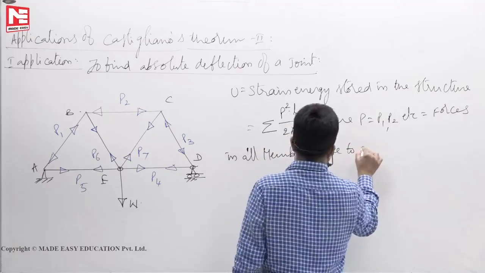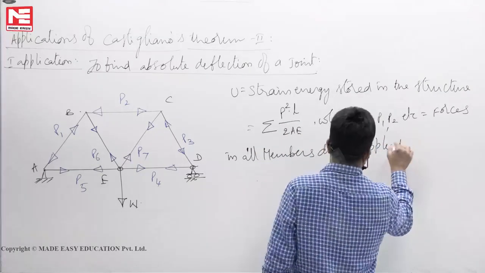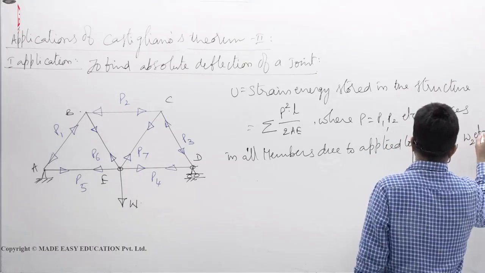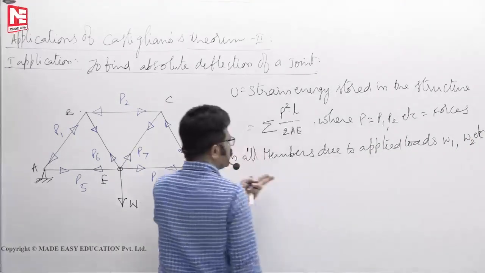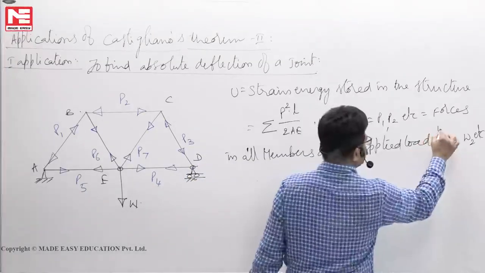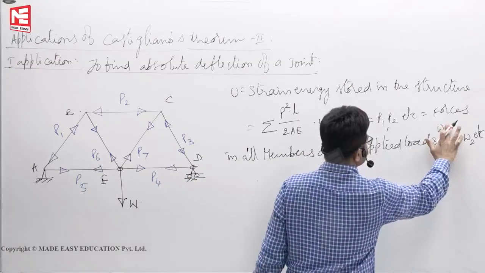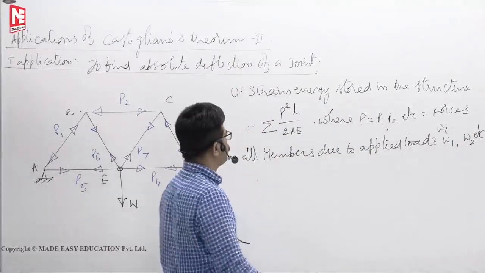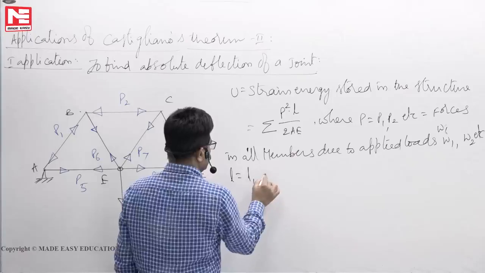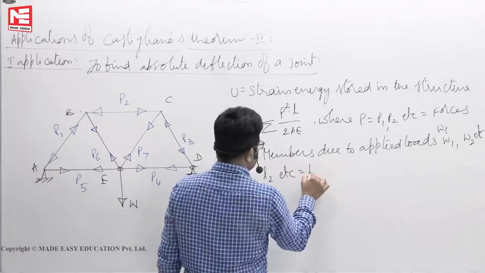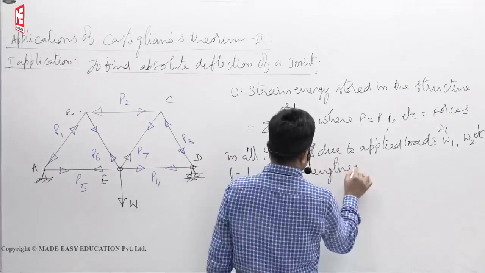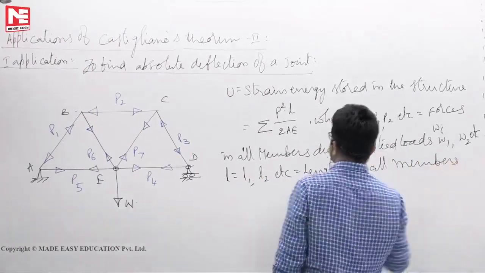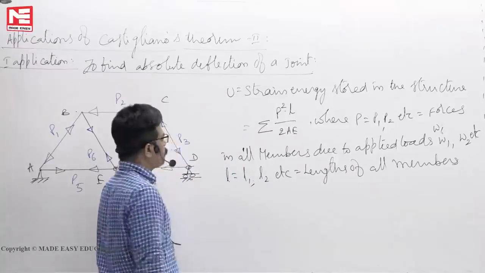due to applied loads W1, W2, etc. Here I have shown only W, it can be W1, W2, maybe W1, W2 also there, say, like that. L means L1, L2, etc., lengths of all members. Now energy stored you will get.